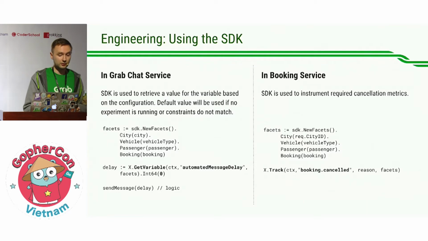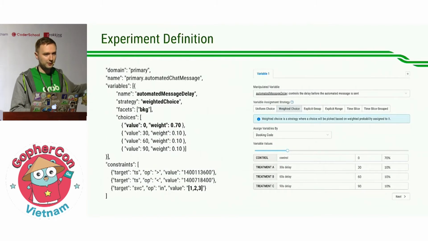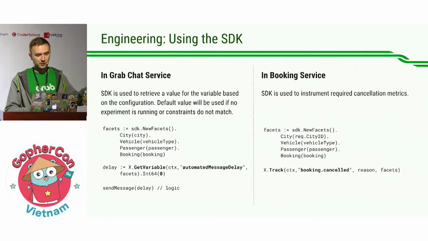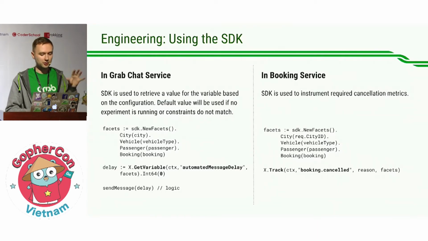So in this case, in GrabChat service, you had get variable called, like give me the value of this variable, and if you remember, it's the same name. And not only that, you also give some context. Which city is this call for? Which vehicle type? What passenger ID? What booking code? And the variables can be different types. In this case it's int64, and 0 is the default value.